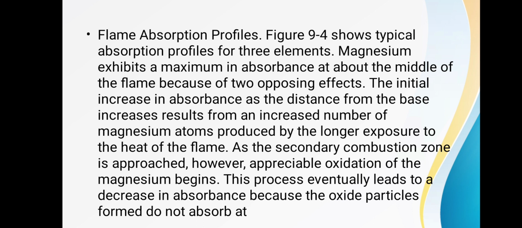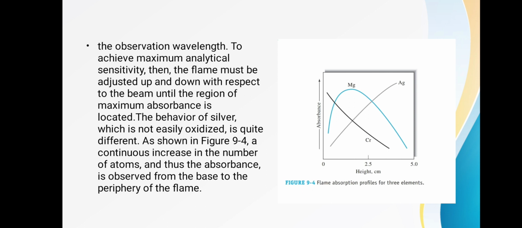As the secondary combustion zone is approached, however, appreciable oxidation of the magnesium begins. This process eventually leads to a decrease in absorbance because the oxide particles formed do not absorb at the observation wavelength. To achieve maximum analytical sensitivity, then, the flame must be adjusted up and down with respect to the beam until the region of maximum absorbance is located.